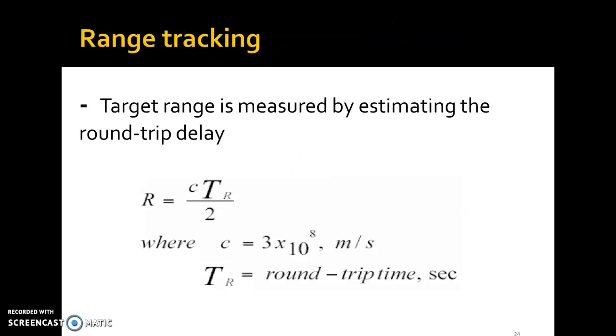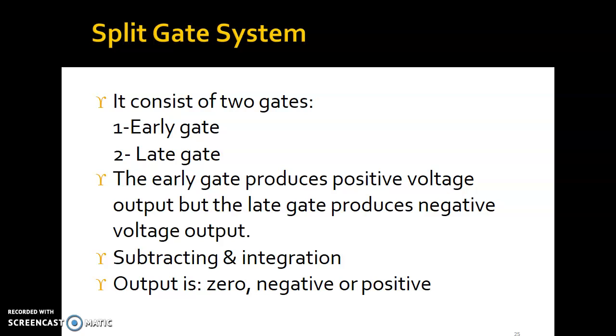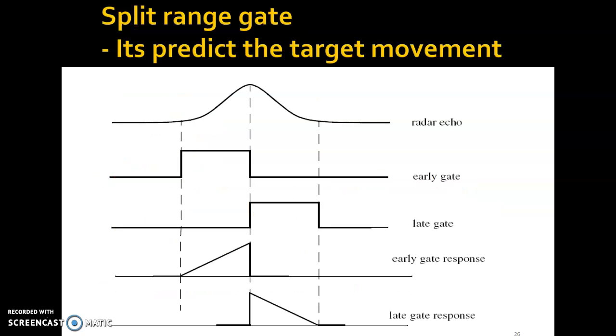Then the last part was the range tracking system. The range is calculated from the velocity of light and the distance being measured. Early gate and late gate produce a positive voltage and a negative voltage, with subtraction of the voltage outputs. This is the output display for the range of targets.